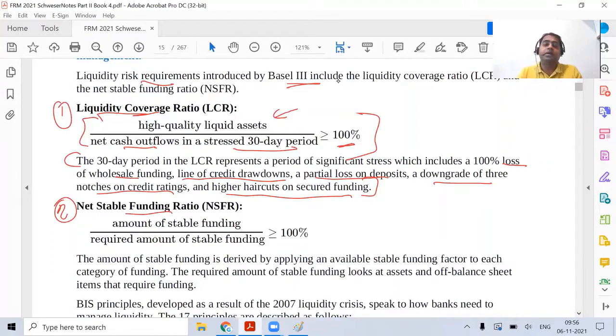The next, net stable funding ratio. Again the concept is the same, but what they're trying to do is the denominator, how much do you need, and how much do you have, the numerator. If your numerator is bigger, the ratio is going to be greater than 100, that means 1 point something. That means you have a sufficient amount of stable funding available. Stable funding means it is not going to get impacted during a stress period. So that asset is available with you during that period, and you are able to manage the requirement for funding. That is being covered over here.